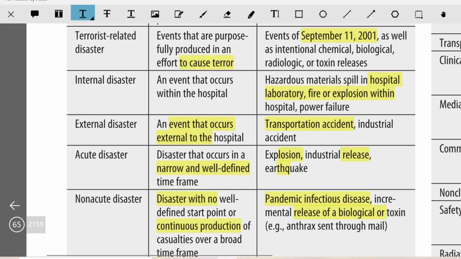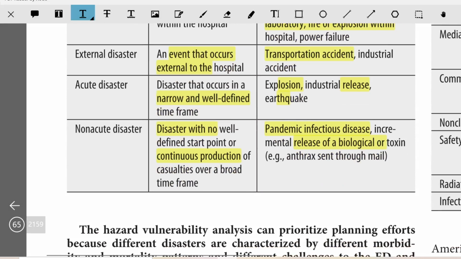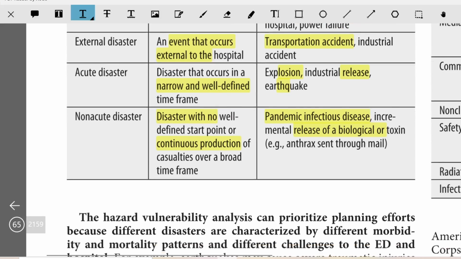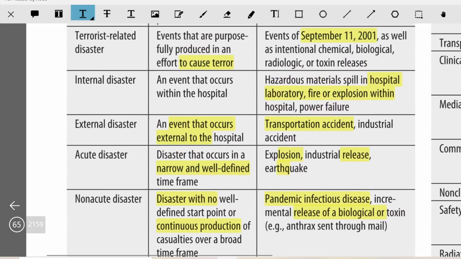An acute disaster is a disaster that occurs in a narrow and well-defined time frame: explosion, industrial release, earthquake, etc. Non-acute is a disaster with no well-defined start point or continuous production of casualties over a broad time frame, such as pandemic infectious diseases, which we are currently in, such as coronavirus, and incremental release of biological toxins like anthrax through mail. This can be considered a non-acute disaster.